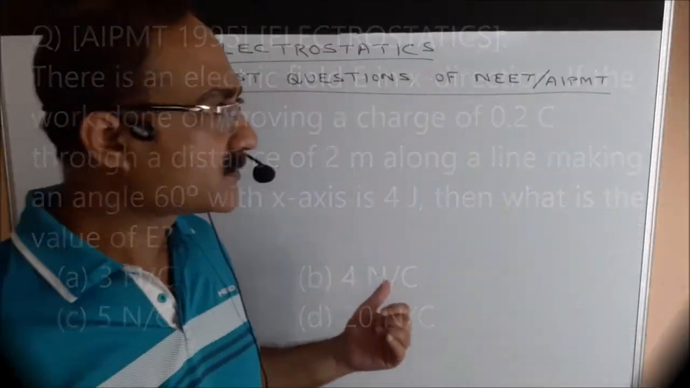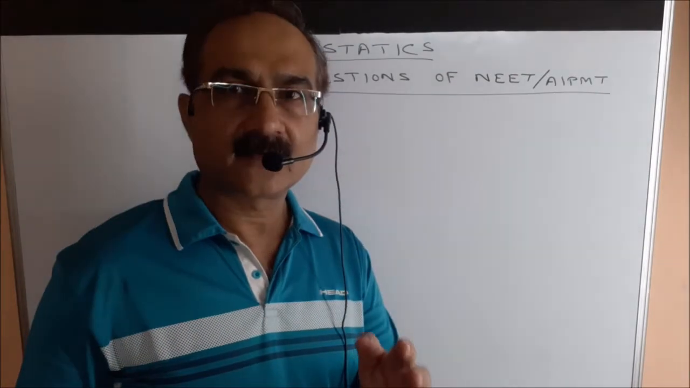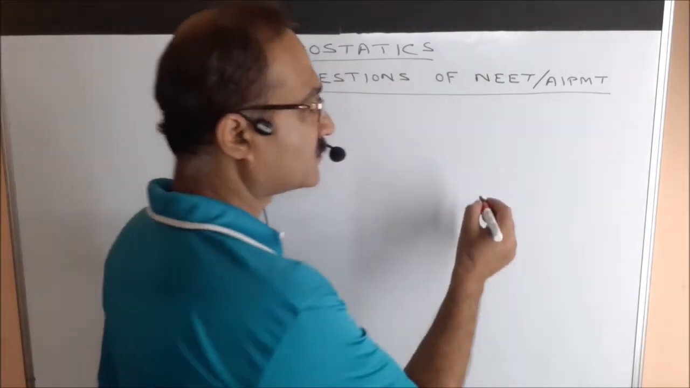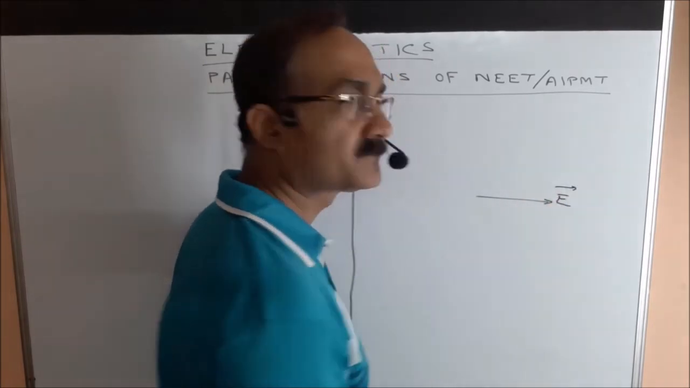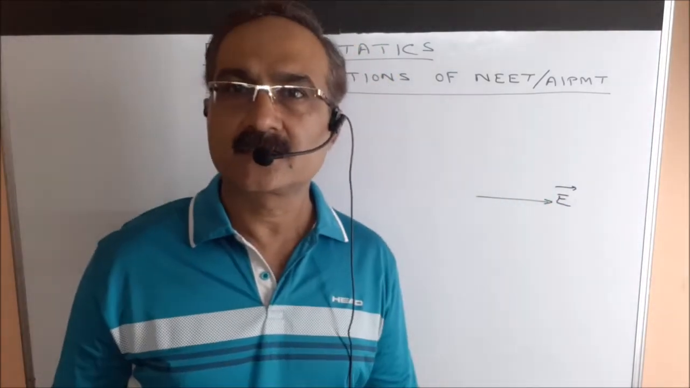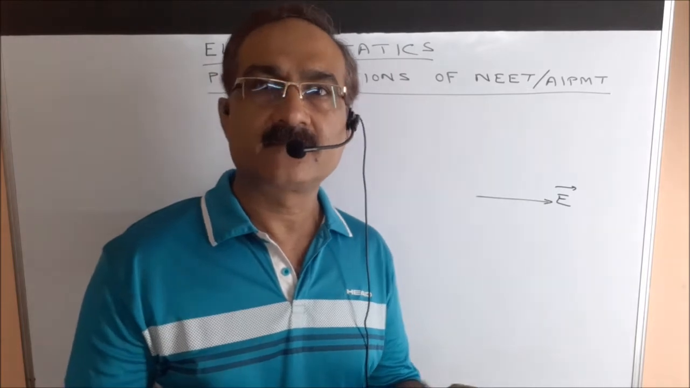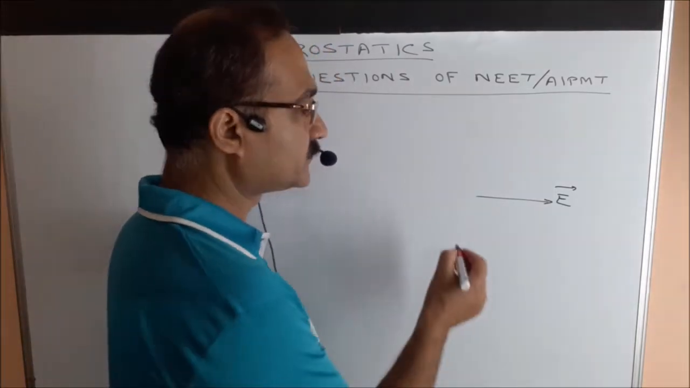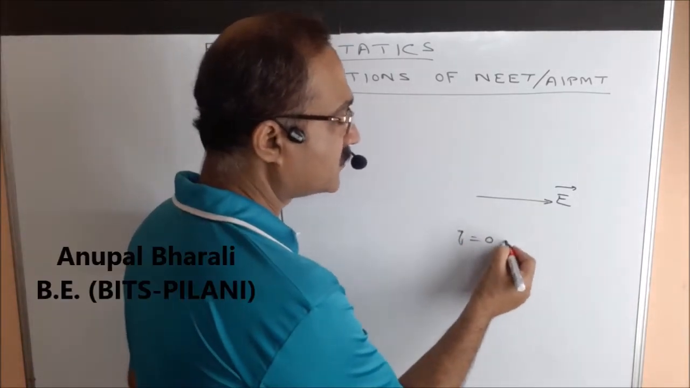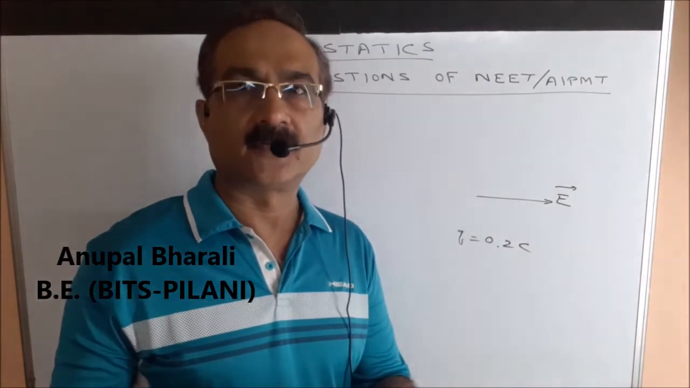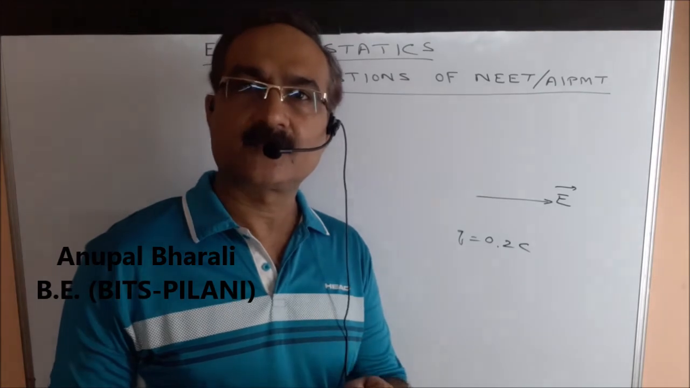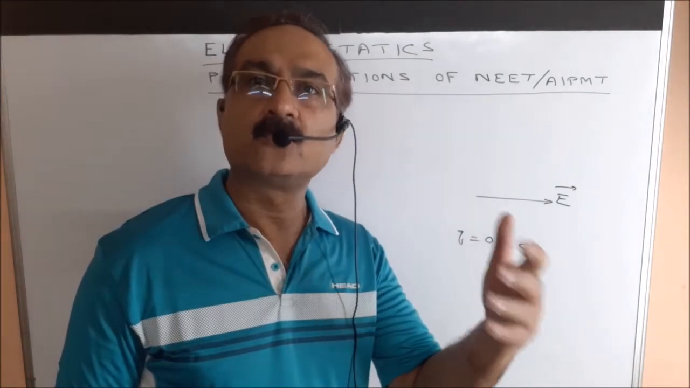So this question says there's an electric field in the x direction. So the electric field is along the x direction. Then it says we move a charge of 0.2 coulomb. So the charge is there, 0.2 coulomb. Then there's a mention of work done. So first think about what is the formula for work done.